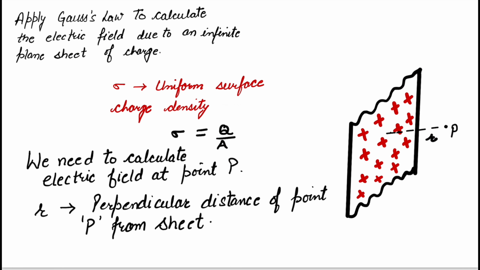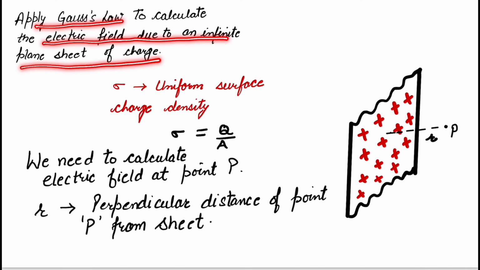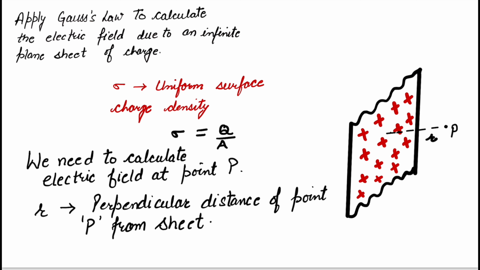The question will appear in the exam: apply Gauss law to calculate the electric field due to an infinite plane sheet of charge. So, the charge on the sheet is positive and it is uniformly spread throughout the sheet. So, we define sigma as the uniform surface charge density such that sigma is the ratio of Q by A. A is the area of the sheet and Q is the total charge present on the sheet.